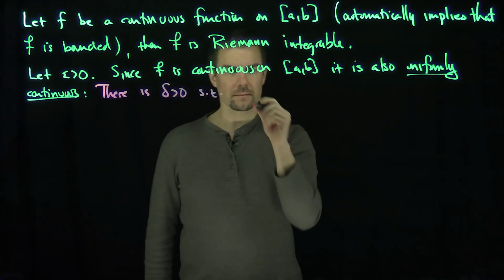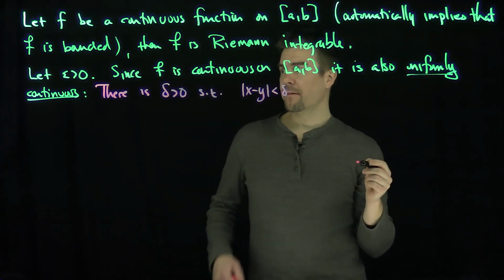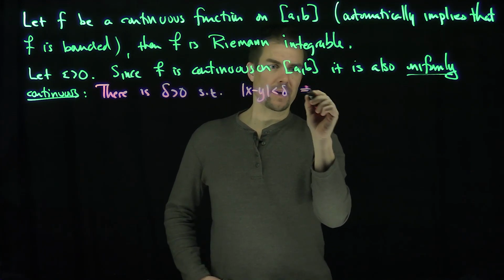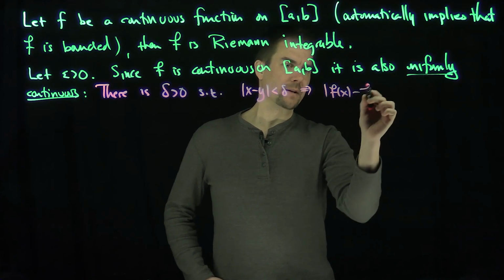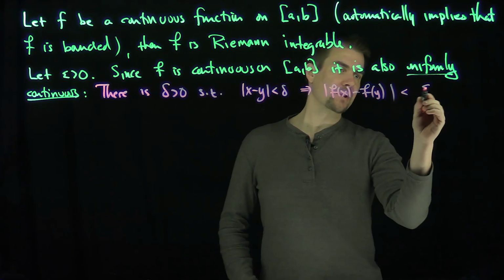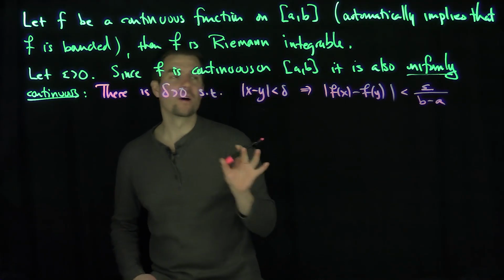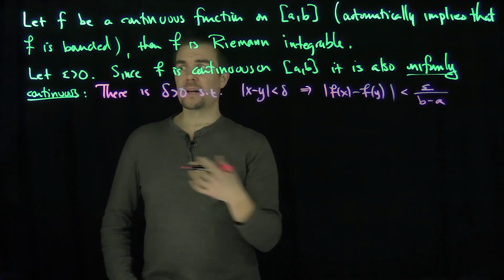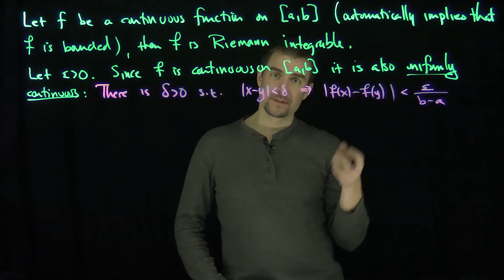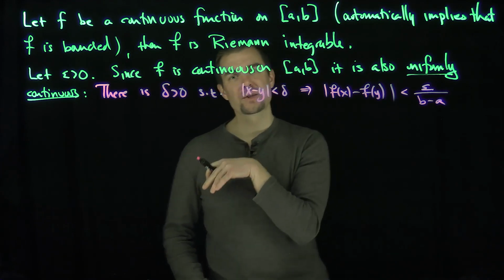such that if |x minus y| is less than delta, I can make |f(x) minus f(y)| less than epsilon. This implies that |f(x) minus f(y)| can be made arbitrarily small in terms of epsilon. What I'll do is I'll make it less than epsilon over b minus a. And we'll see why that choice of b minus a in the denominator comes up later, okay? But this is the definition of uniform continuity. If I give you an epsilon, I can find a delta such that the difference of f(x) and f(y) is less than something in terms of epsilon, epsilon times a constant, as long as |x minus y| is less than delta.